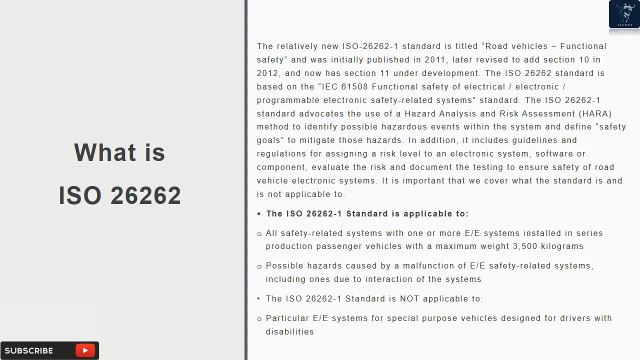It is important that we cover what the standard is and is not applicable to. The ISO 26262-1 standard is applicable to all safety-related systems with one or more E/E systems installed in series production passenger vehicles with a maximum weight of 3,500 kilograms. Possible hazards caused by a malfunction of E/E safety-related systems, including ones due to interaction of the systems.